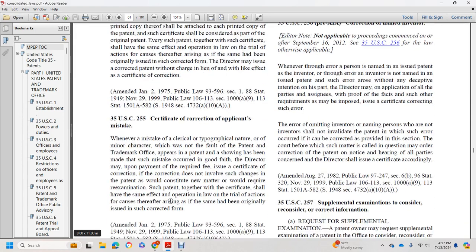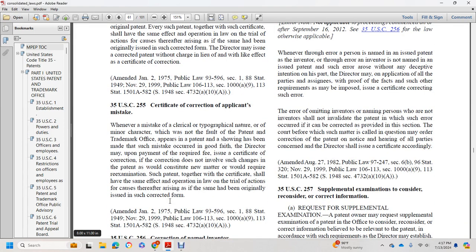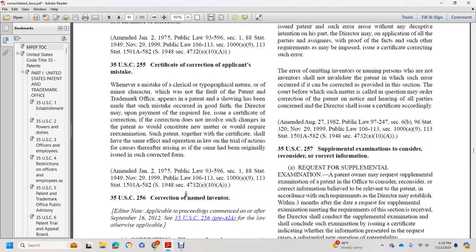Title 35 U.S. Code 255, Certificate of Correction, applicant's mistake. Whenever a mistake of a clerical or typographical nature, or of minor character, which was not the fault of the Patent and Trademark Office, appears in a patent, and a showing has been made that such mistake occurred in good faith, the Director may, upon payment of the required fee, issue a certificate of correction, if the correction does not involve such changes in the patent as would constitute new matter or would require re-examination. Such patent, together with the certificate, shall have the same effect and operation in law on the trial of actions for causes thereafter arising as if the same had been originally issued in such corrected form.